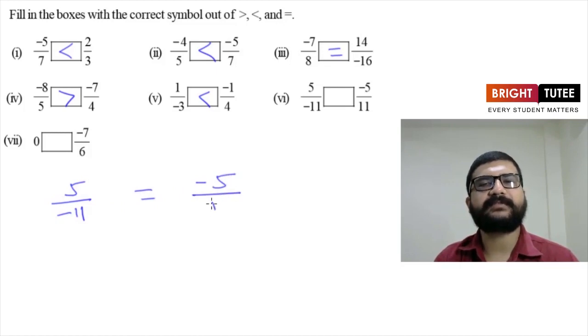This becomes minus 5 upon 11, which is equal to the second number. So here both the numbers are equal. So we will put equal to sign here.